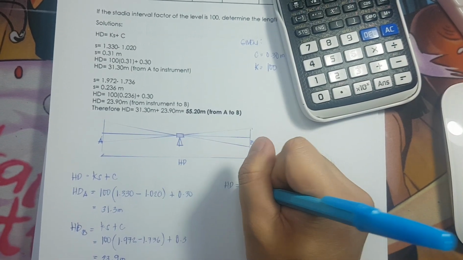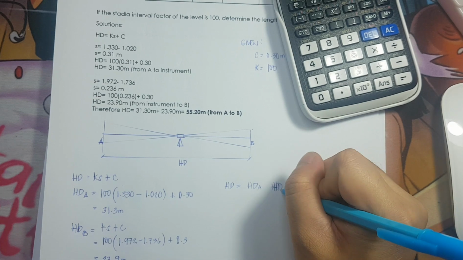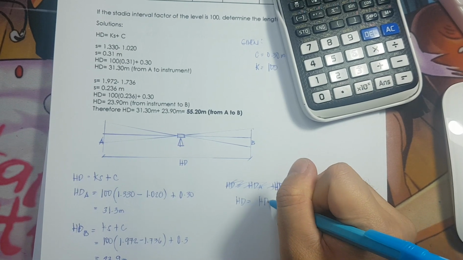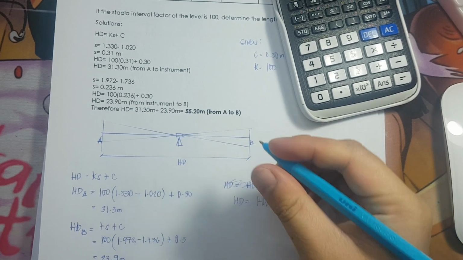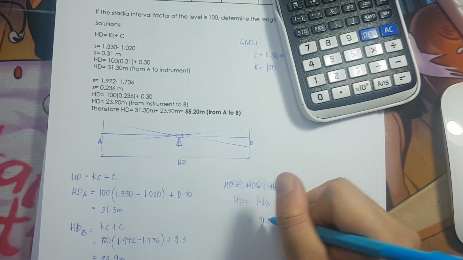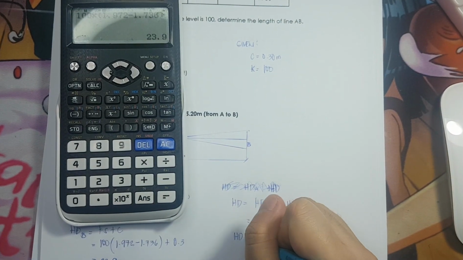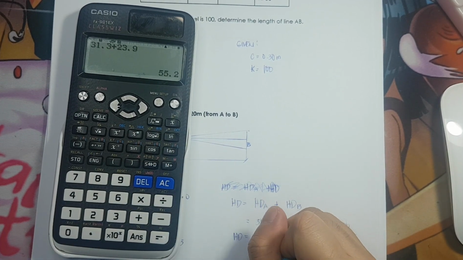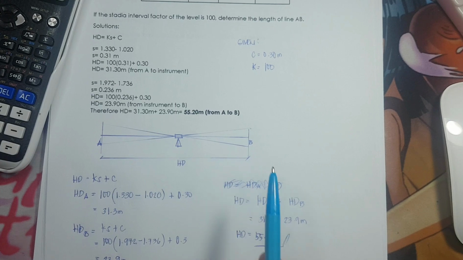Therefore, HD is equivalent to HDA plus HDB, and that is equivalent to 31.3 plus 23.9 meters. Therefore, HD is equivalent to 55.2 meters. So the distance between point A to point B is equivalent to 55.2 meters.